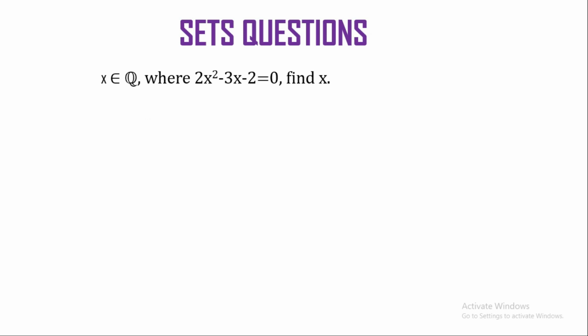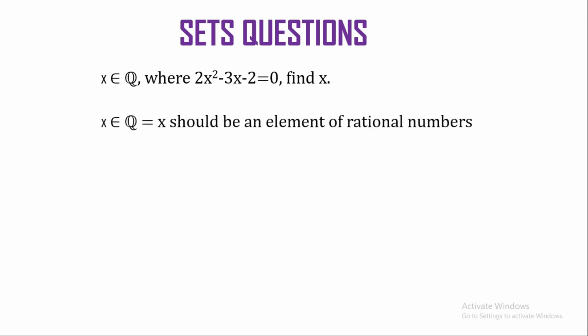Now let's try this. x is an element of rational numbers, where 2x squared minus 3x minus 2 equals 0. Find x. We know that it should be an element of rational numbers, right? That means you can take any value between any two discrete numbers and so on. It can be a fraction, it can be anything. Now let's try and solve that quadratic equation.